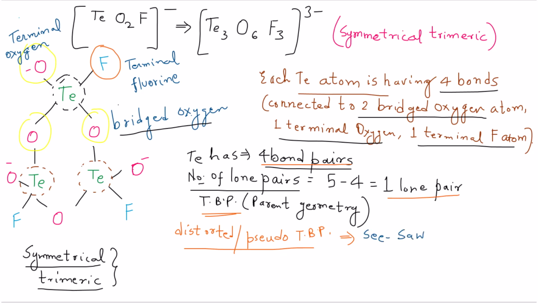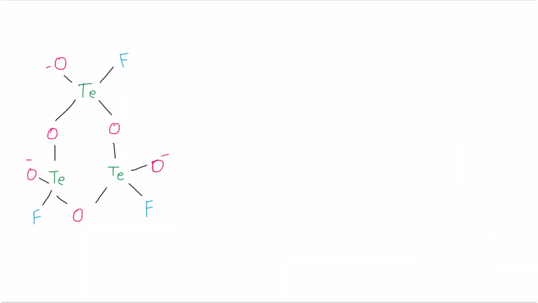If you go back to the principles of VSEPR theory, you will come across this principle that in an ideal trigonal bipyramidal geometry, when we have 4 bonded pairs and 1 lone pair, the actual shape of the molecule is a seesaw. And now to understand this seesaw shape, you have to look at this structure, the symmetrical trimeric structure. You can see that tellurium is connected to 4 bonds.